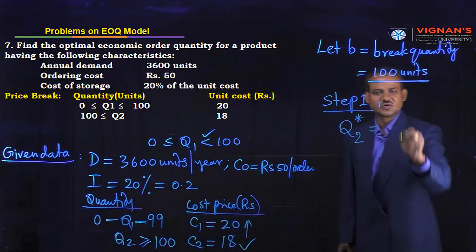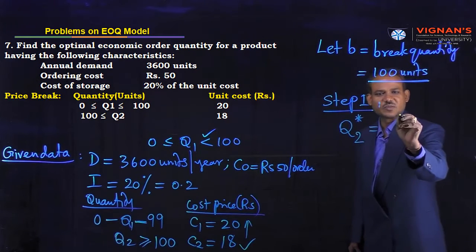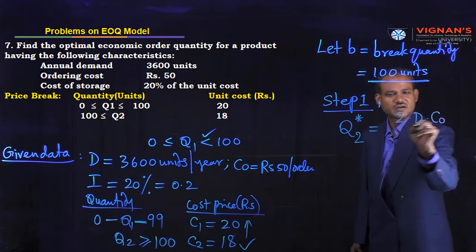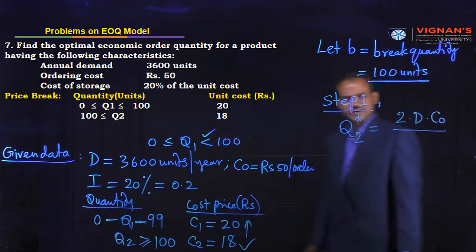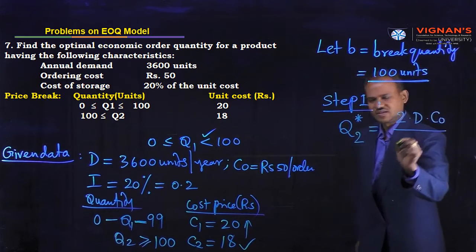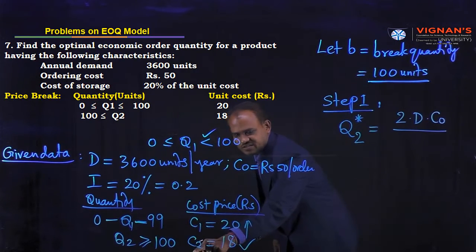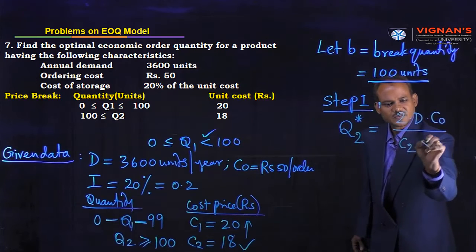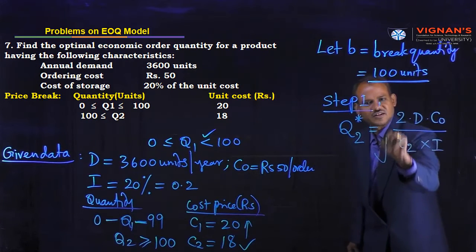Q2 star is equal to, blindly you can write the formula. What is that formula? 2 into D into C naught divided by, in terms of I values you can write, C into I. In place of C, write C2. C2 into I. This is under square root.